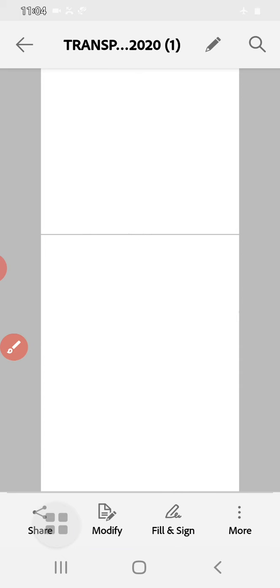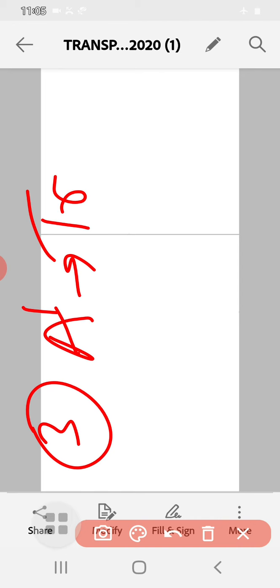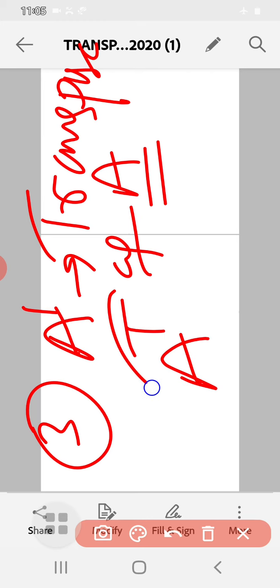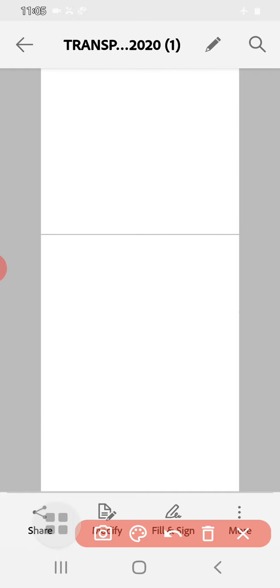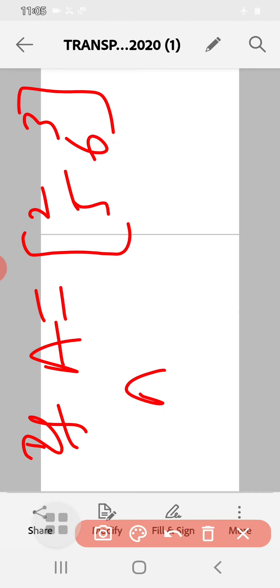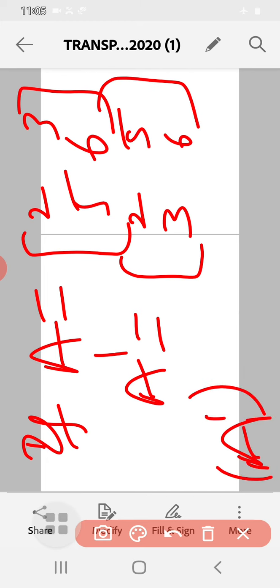Then the third point we have learned here is A dash means transpose of a matrix A. So it is also written as A T. Okay, transpose of matrix A. So see here, if A is equal to this, then what is the transpose here? We can interchange the rows and columns here. So A dash is the transpose of A.